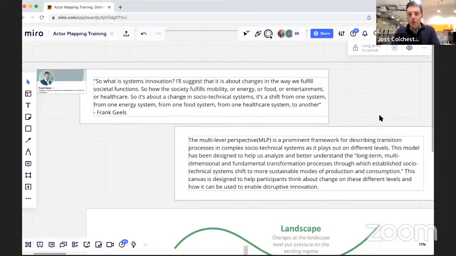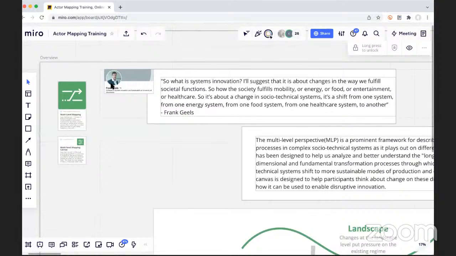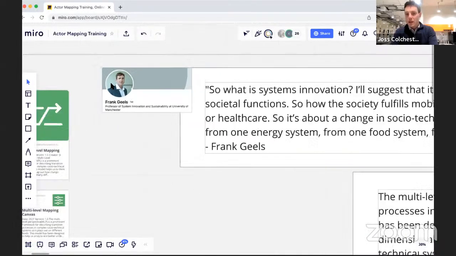And this is an interesting quote he has, where he tries to describe systems innovation. So what is systems innovation? I would suggest that it's about changes in the way we fulfill societal functions. So how society fulfills mobility or energy or food or entertainment or healthcare. So it's about a change in socio-technical systems. It's a shift from one energy system, from one food system, from one healthcare system to another. So that's how Mr. Frank Geels is describing systems innovation.